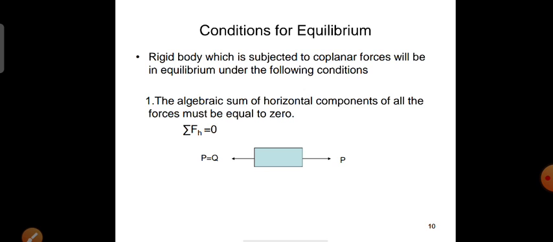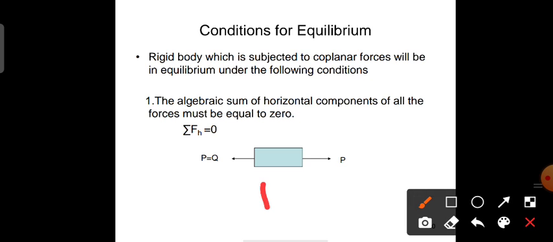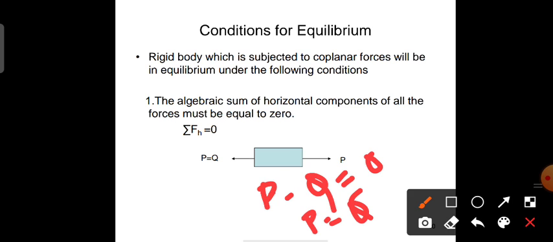Here P, a horizontal component of force, is acting towards the right side. Another horizontal component of force is Q, acting towards the left side. If you do the algebraic sum of all the forces, P is acting in the rightward direction, so we take positive P, and Q is in the negative direction, that is minus Q. The algebraic sum of these forces must be equal to 0. P minus Q equals 0, means P equals Q.